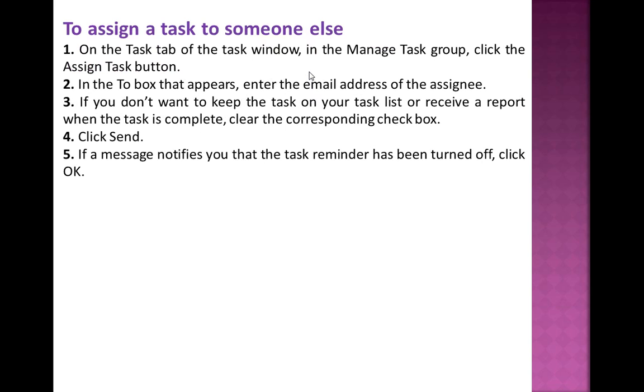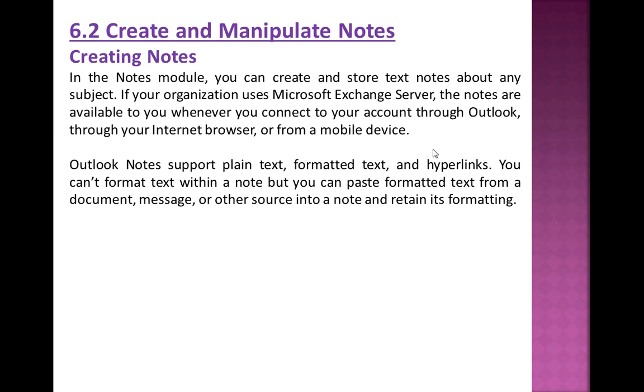Next, how to assign the task to someone else? Go to the task tab of the task window. In the manage task, click the assign task button. In the To box that appears, enter the email address of the assignee. Means you can send the task to the other person by giving in the To box the email ID of the assignee. If you don't want to keep the task on your task list or receive a report when the task is complete, clear the corresponding checkbox and then click on the send. If a message notifies that the task reminder has been turned off, click the OK button. This is how we can assign the task.